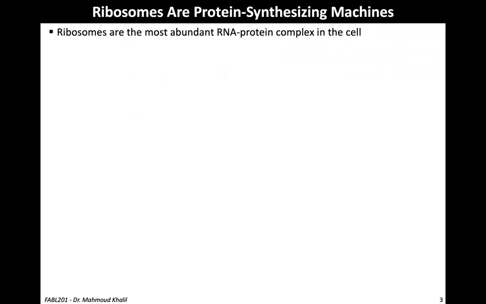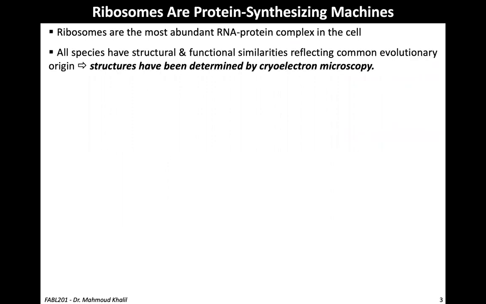So let's start with the machinery of protein synthesis, which is actually the ribosomes. The ribosome is the most abundant RNA-protein complex in the cell. It's a complex that is composed of RNA molecules and proteins. All species have structure and function similarities. That means most species have similar structure and function in the ribosome, and this reflects that they have a common evolutionary origin.